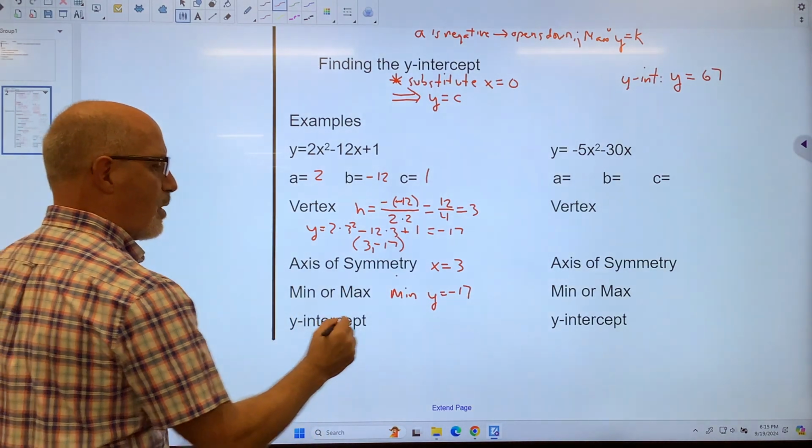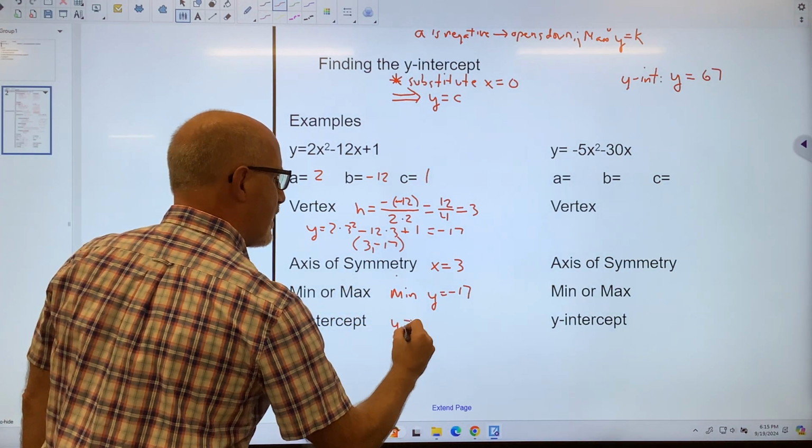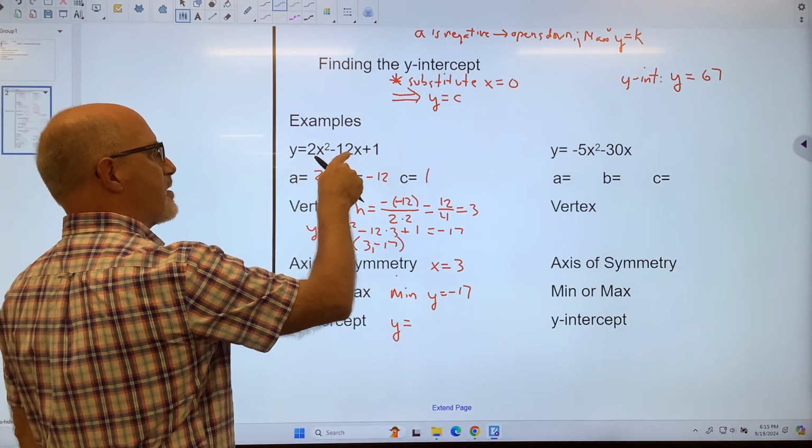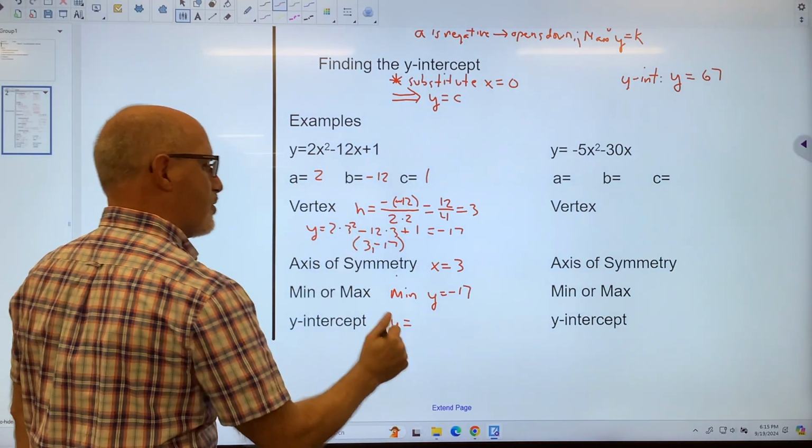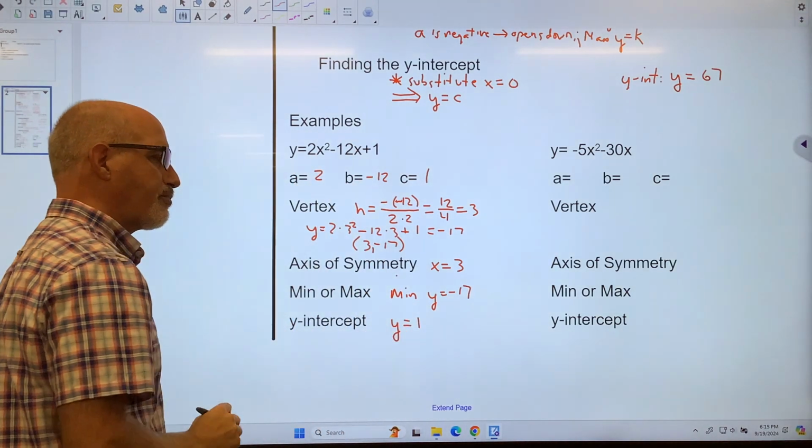And then lastly, the y-intercept. Remember, the y-intercept is when you put in 0 for x, these two will turn into 0, so you just get y equal to 1.